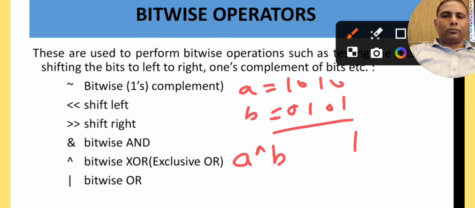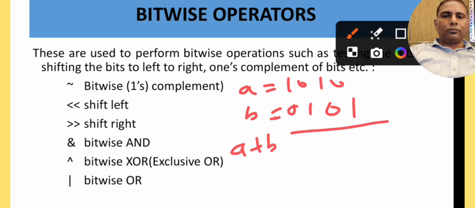Now if we talk about the bitwise OR operator, same thing. Bitwise OR operator means a plus b. In this case, 0 plus 1 is 1, 1 plus 0 is 1, 0 plus 1 is equal to 1. So this will be the answer of the bitwise OR operation.